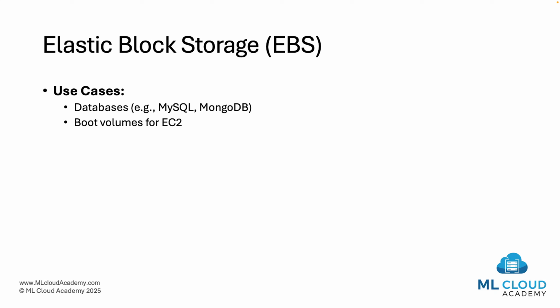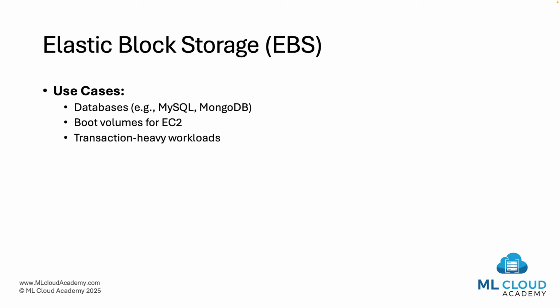We can use it as boot volumes for EC2. So every EC2 instance typically uses an EBS volume as its root device, holding the operating system and startup files. We can use it for transaction-heavy workloads, so applications that perform frequent reads and writes, like payment systems or logging services, they both benefit from EBS performance options.